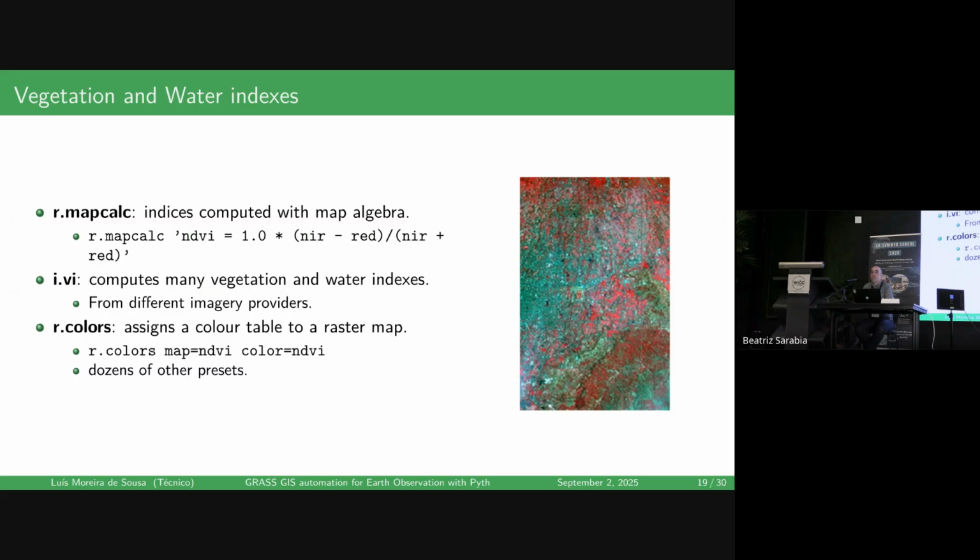But you also have specific modules for that, like IVI. And IVI computes many different things, including also NDWI. And then we have the rcallers module that applies a caller table to the outputs. Okay, so that's the question that Tom had earlier on. And rcallers is again its own rabbit hole with lots of presets, so you can do a lot of stuff. Most of the time, you're just assigning a pre-existing caller table to a particular output.